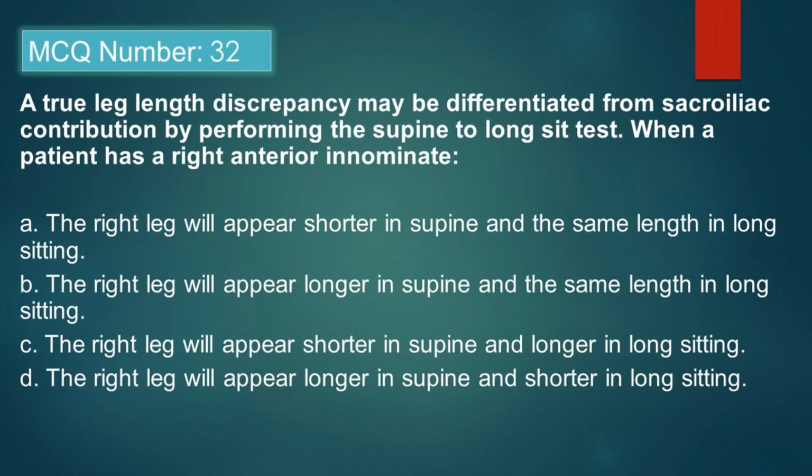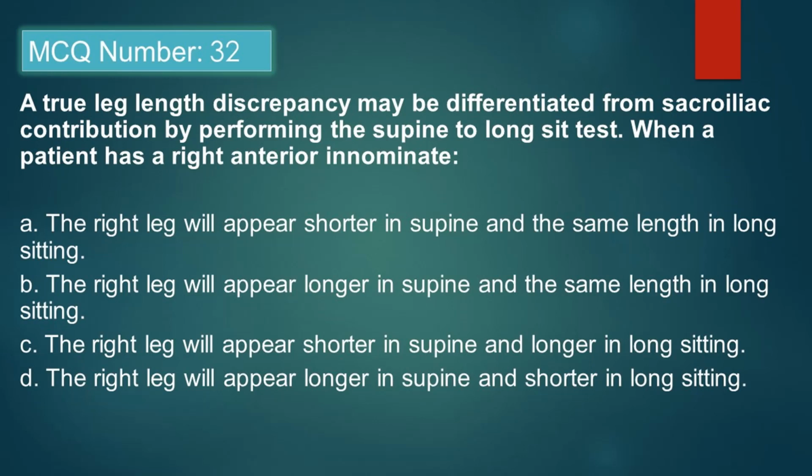A true leg length discrepancy may be differentiated from the sacroiliac joint contribution by performing the supine to long sit test. When a patient has a right anterior innominate, option A, the right leg will appear shorter in supine and the same length in long sitting. Option B, the right leg will appear longer in supine and the same length in long sitting. Option C, the right leg will appear shorter in supine and longer in long sitting. And option D, the right leg will appear longer in supine and shorter in long sitting.